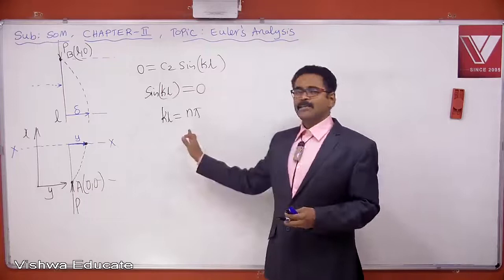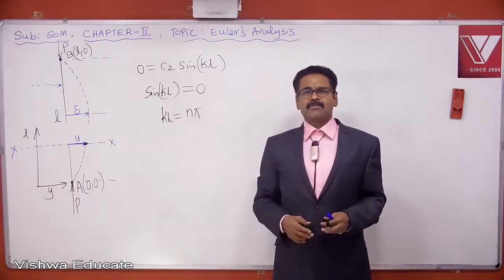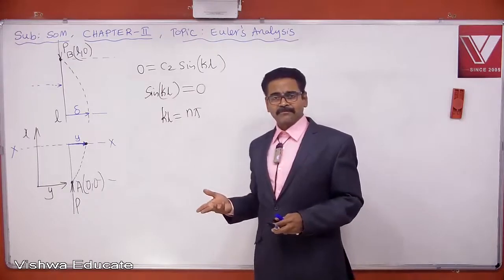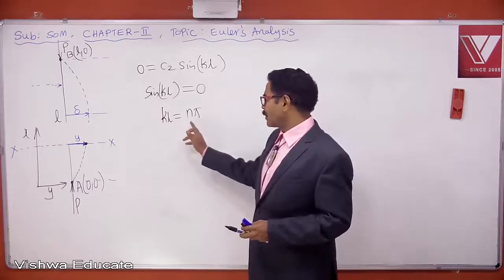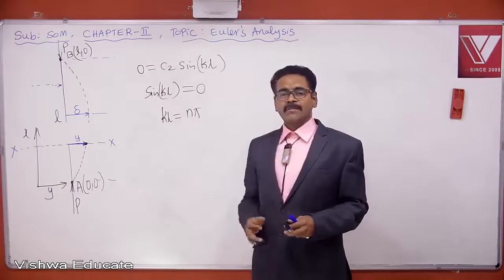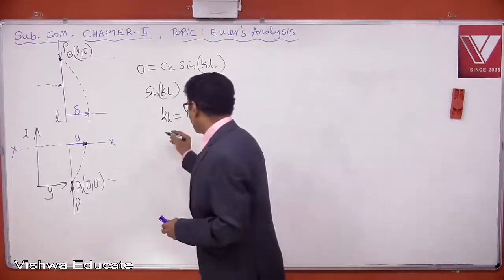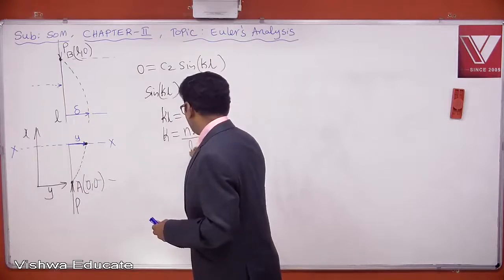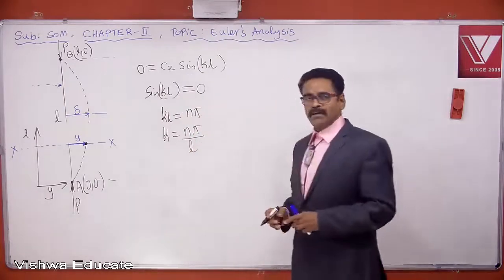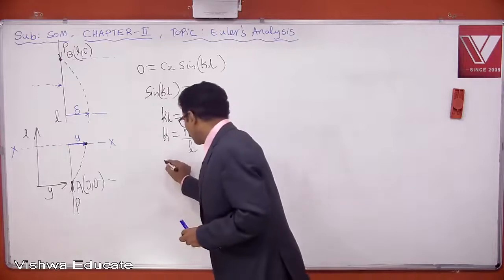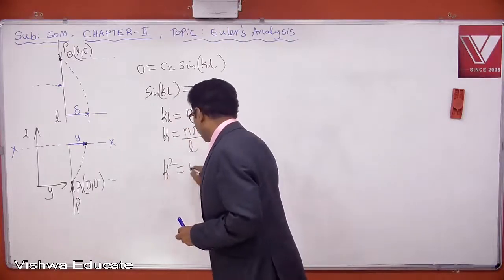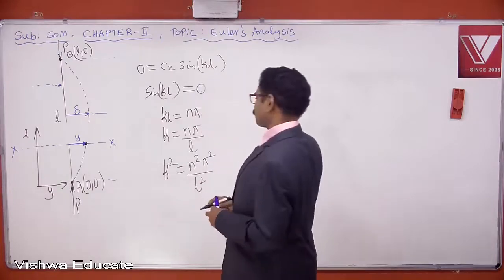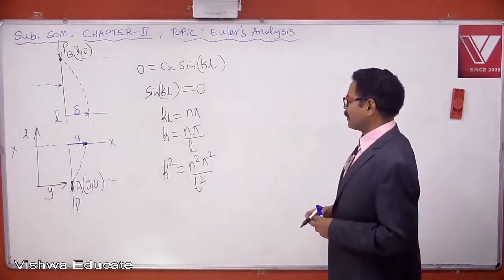N is any integer value, either 0 or 1 or 2 or 3. For any integer value of n, sin theta becomes 0. Bring L to other side. So k is equal to n pi by L. Square both sides. So k square is equal to n square pi square by L square.